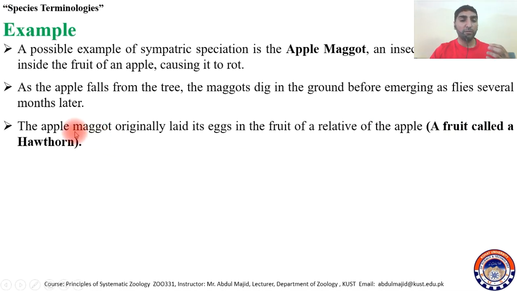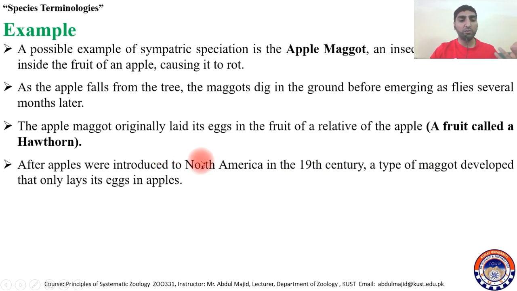So before the introduction of the apple trees into the areas, these apple maggots, or these flies, were originally laying their eggs inside the hawthorn fruit. But when apples were introduced into North America in the 19th century, a type of maggot developed that only lays its eggs in apple.